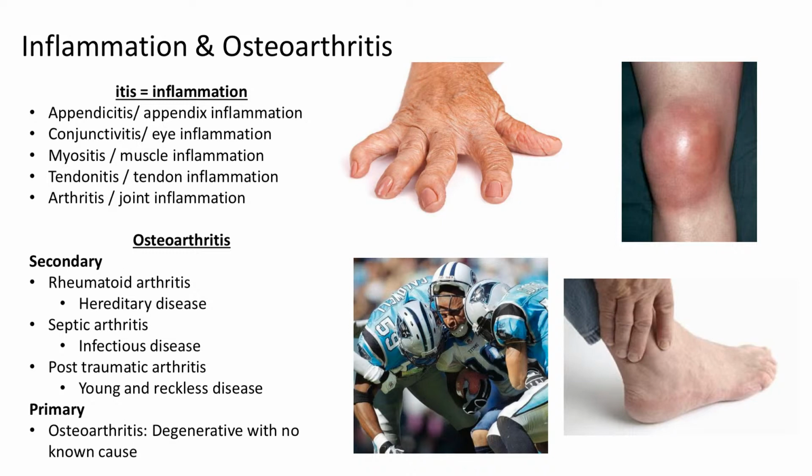Arthritis, when it has an underlying cause, is classified as secondary. These are hereditary diseases such as rheumatoid arthritis with an autoimmune component, and infections that can eat away at the joint cartilage, called septic arthritis. Young people, like I once was, who consistently beat their bodies up or have traumatic injuries, can go on to have post-traumatic arthritis. However, degenerative arthritis with no known cause is called primary osteoarthritis.